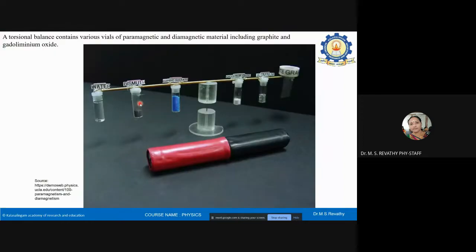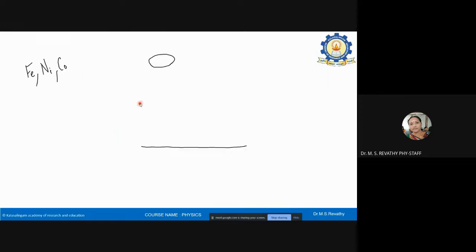This is actually a torsional balance which we have seen. Those plastic containers are usually called vials, V-I-A-L-S, of paramagnetic and diamagnetic material, including graphite and gadolinium oxide, which we saw in a small video in the previous one.